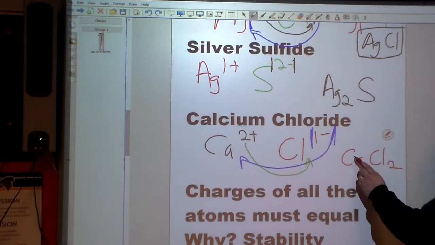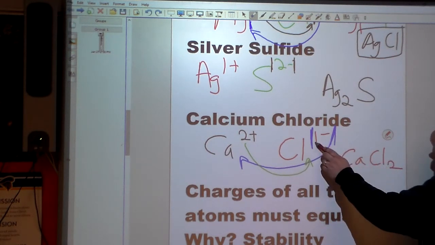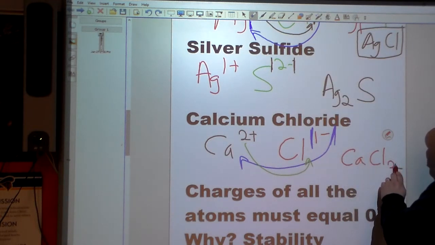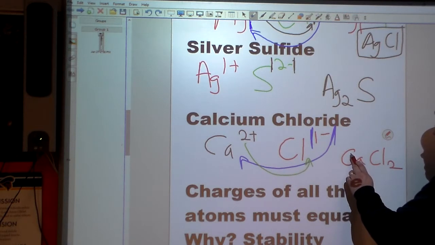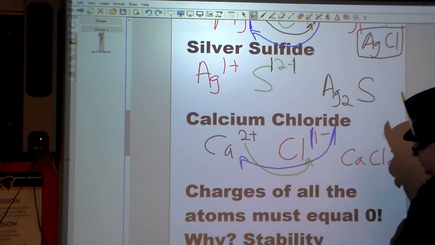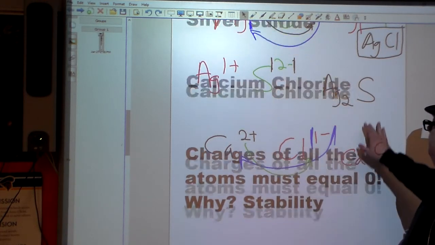Balanced. We've got a Ca with a +2 total. Here each Cl is a -1 times 2. That's 2 times -1 is -2. Plus the +2 we have here, that's 0. We're done. These bad boys are balanced.